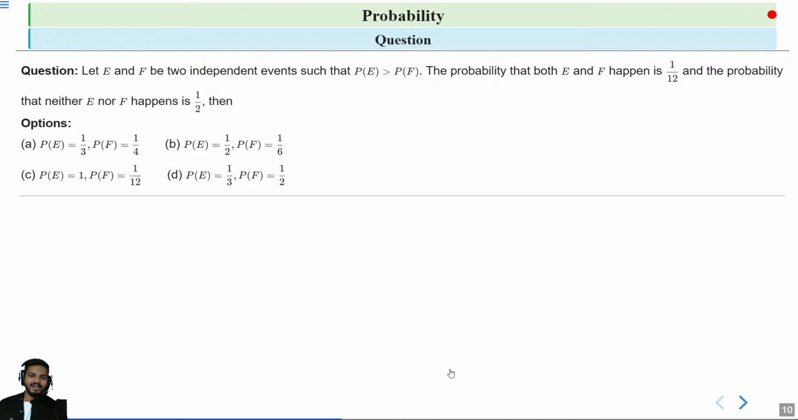If you consider E and F as events, then how do you write this statement, that the probability that both E and F happen is 1 by 12, by using operations on sets, that is, by using union and intersection? If we say the probability that both E and F happen is 1 by 12. Okay, you think option A? Anyone?